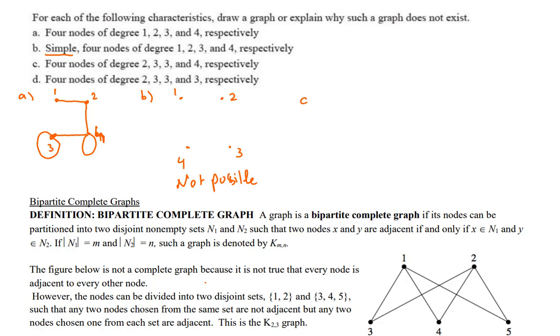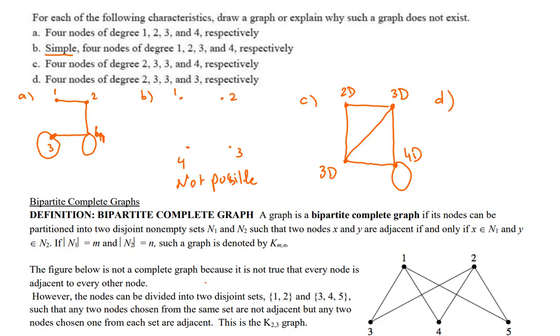So for C, we have 4 nodes again of degree 2, 3, 3, 4 respectively. So let's draw this. And again, maybe this one will make it 2 degrees. So let's go here. Here is 2 degrees. This node here, we want it to be 3 degrees. So maybe we'll go here and then 1 more here. So let's do this one 3 degrees as well. And this one 4 degrees. We made the loop to make it 4 degrees, because again, they didn't say simple.